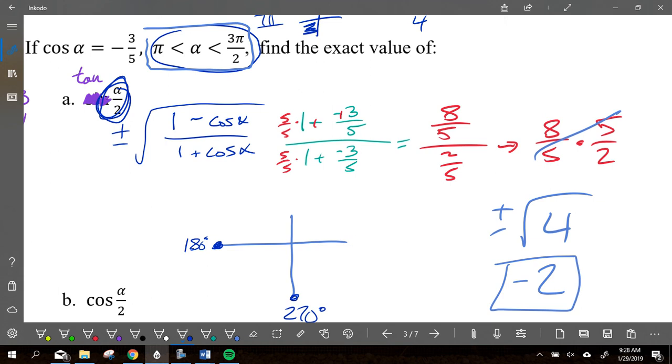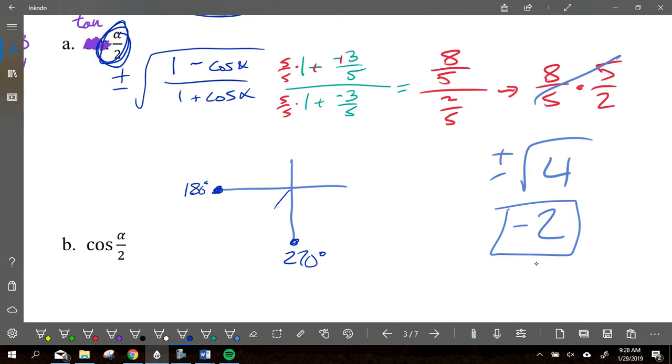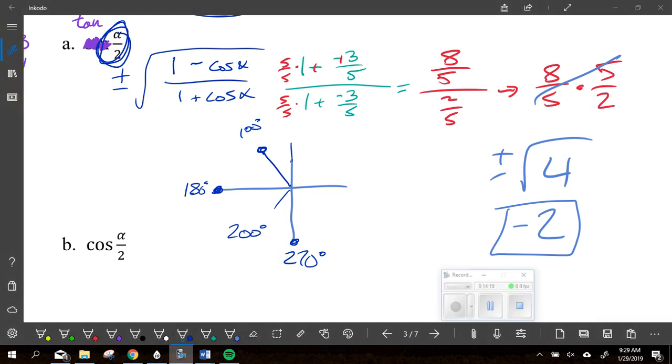2. You take 180 and cut it in half. All right, let's pick one in the middle, like 200. If I took 200 degrees and cut it in half, it'd be right here, 100 degrees. If you were doing tangent in the second quadrant, what's going to be true about tangent in the second quadrant? It's negative. Be careful with that. When you cut it in half, you got to think of where would that quadrant end up.